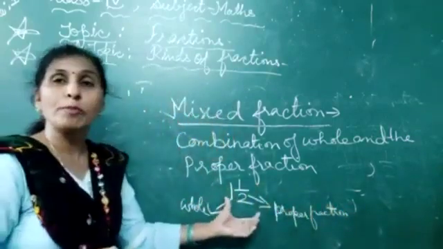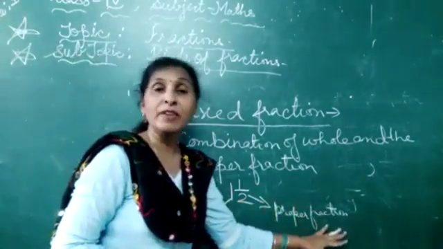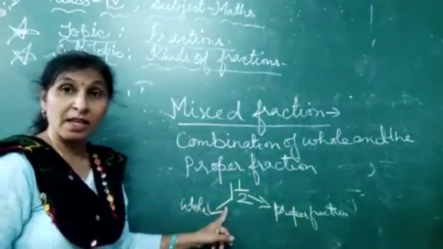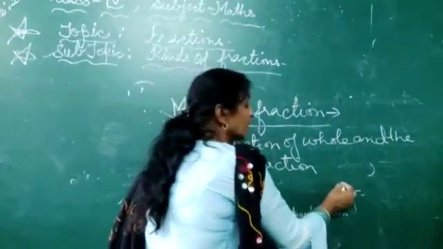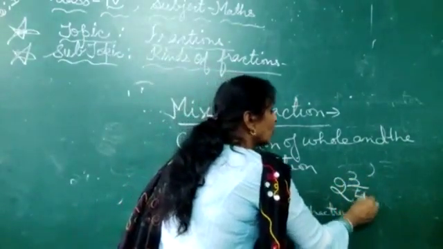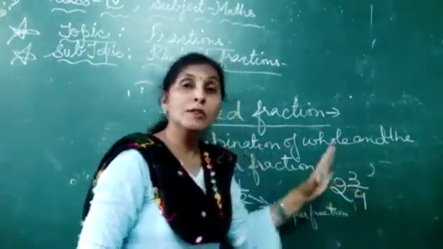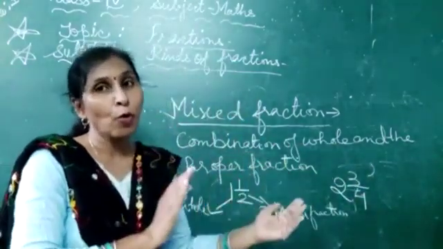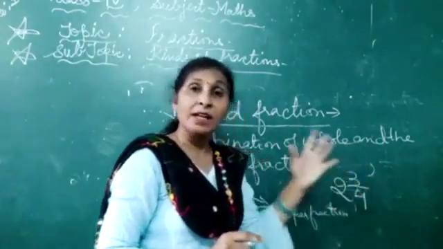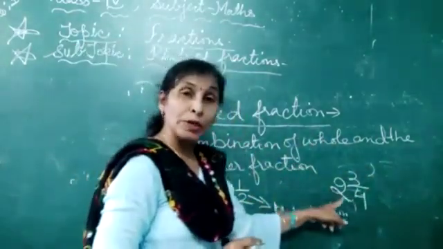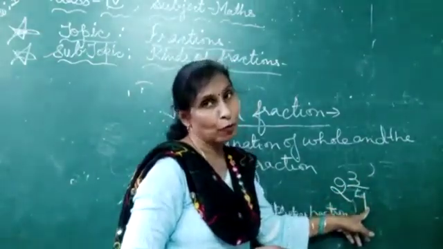So we can say the combination of whole and the proper fraction. We read this in this way, 1 complete 1 upon 2. The next example is 2 complete 3 upon 4. Here 2 is the whole and 3 upon 4 is the proper fraction. So we can say the combination of whole and the proper fraction is called mixed fraction. Clear, students? How you read this? You read this 2 complete 3 upon 4.